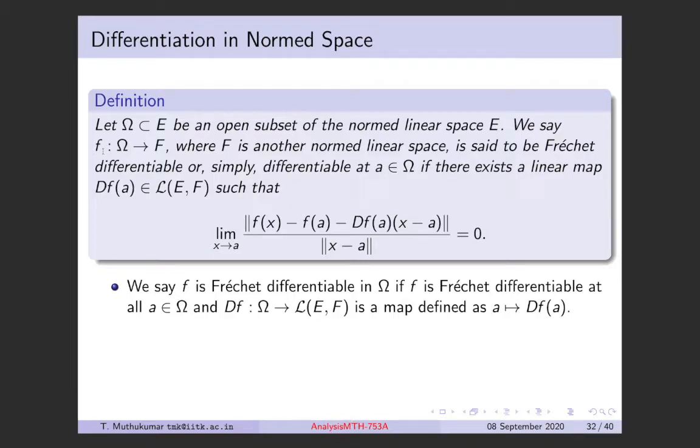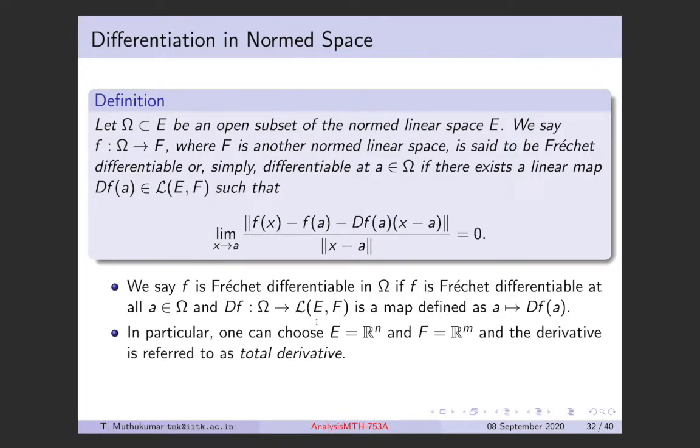If the function is differentiable in all the points of omega, then you say that this little f is differentiable in omega, like you say even in a classical case, right? And then you can think of this derivative of f as a map from the domain omega to the set of all linear maps, because suppose it's differentiable at all points of A, then at every point of A you have a linear map dfa. So you actually have this map.